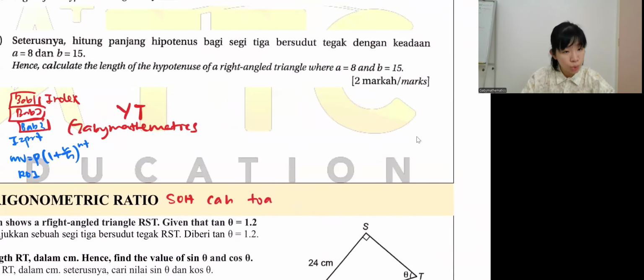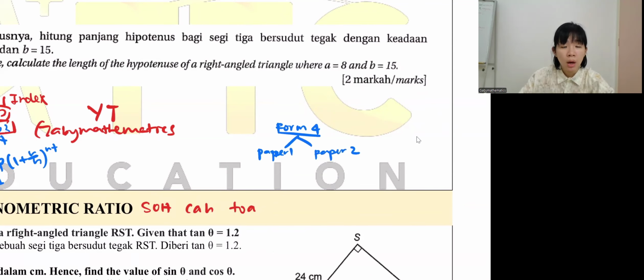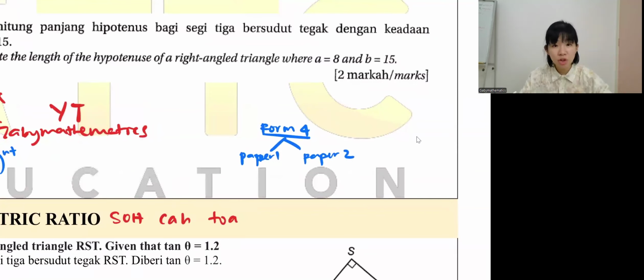You know that you're going to sit for 2 papers, right? Unlike in Form 1, Form 2, Form 3, where the format was all the same, only 1 paper, but with sections A, B, C. Now that you are in Form 4, it will follow the SPM format, which is paper 1, kertas 1, and also paper 2, kertas 2. Paper 1 is all about multiple choice questions. How many questions? Question 1 to question 40. So there will be 40 multiple choice questions.